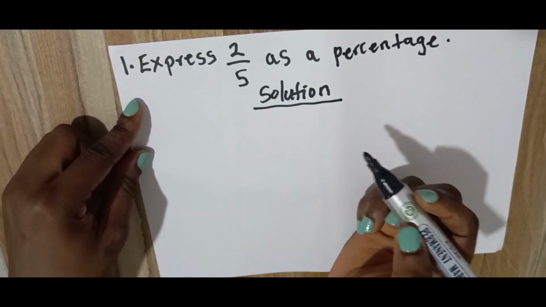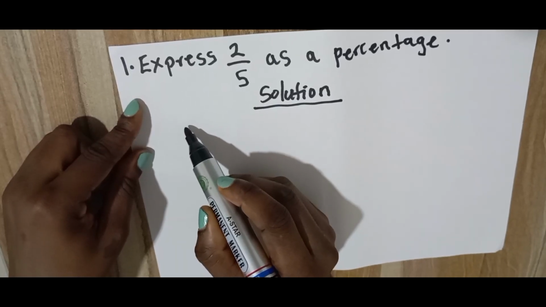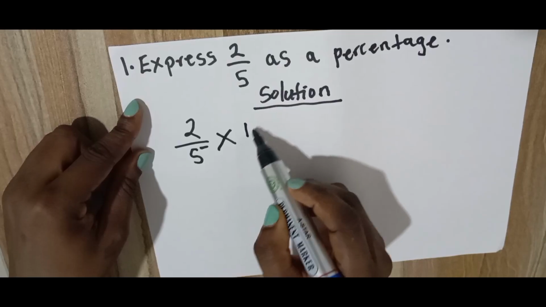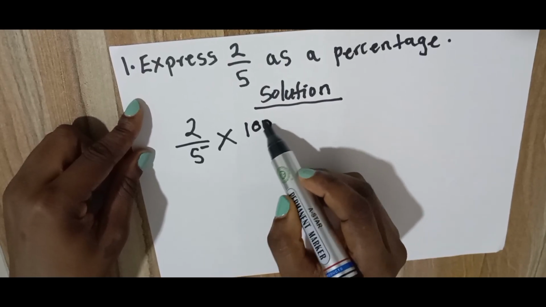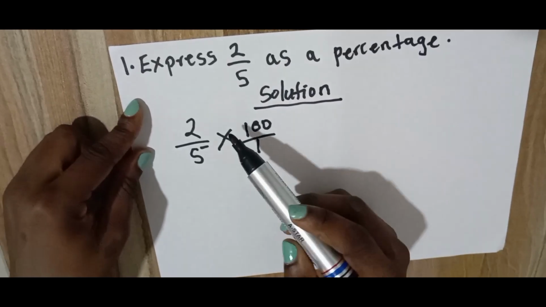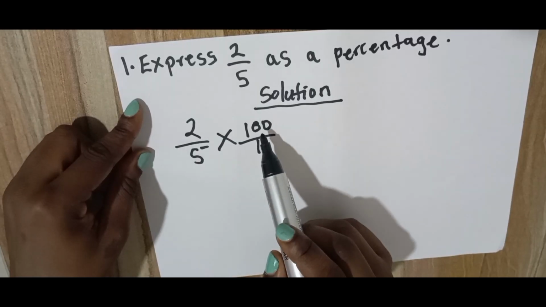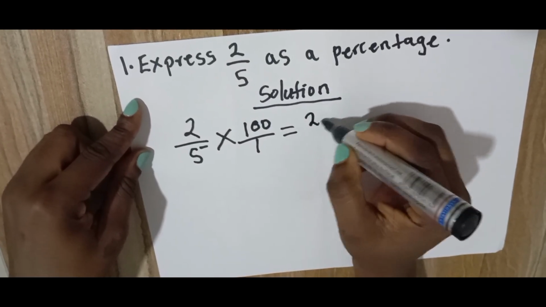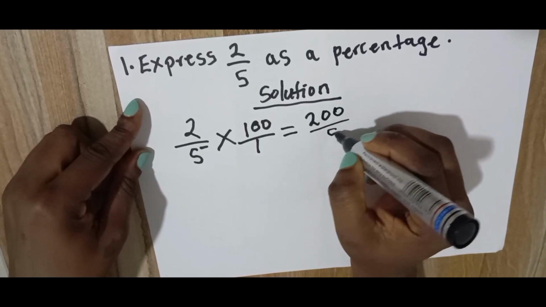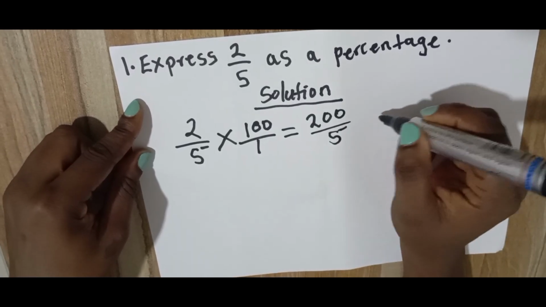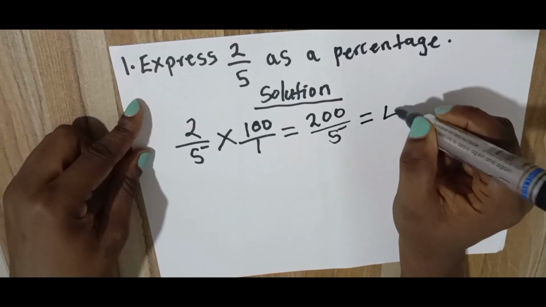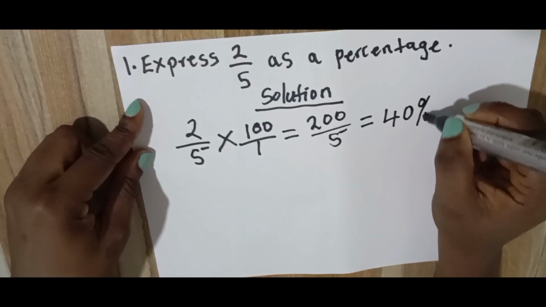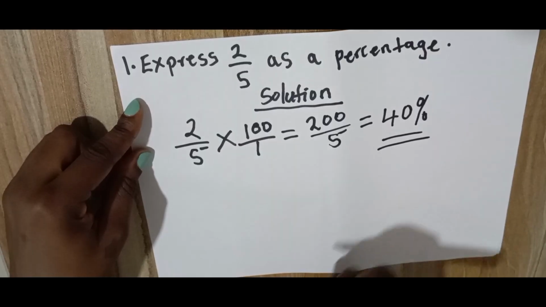Expressing this as a percentage will be 2/5 times 100/1, right? So I'm going to multiply 2 times 100 over 5 times 1, which is going to give us 200/5, right? 200 divided by 5 is going to give me 40. So this is my answer. 40% is my answer.